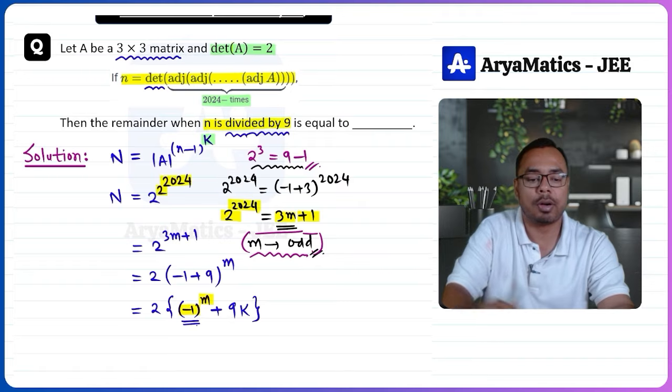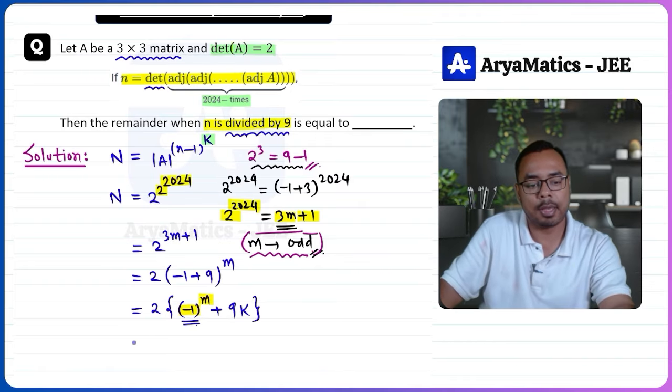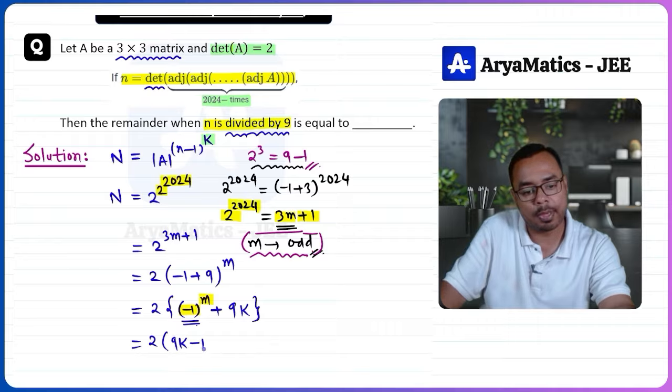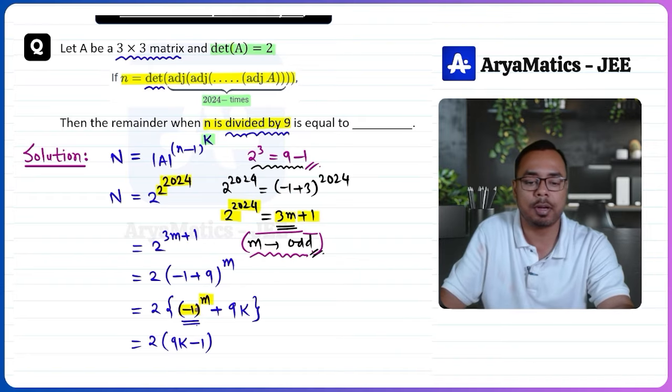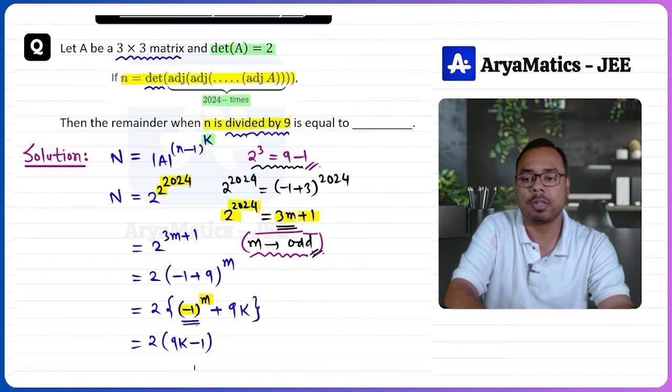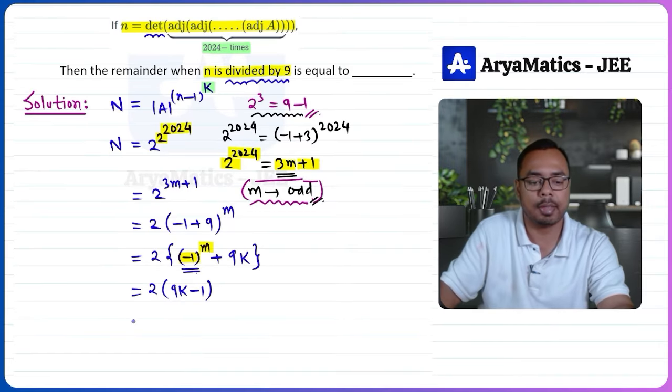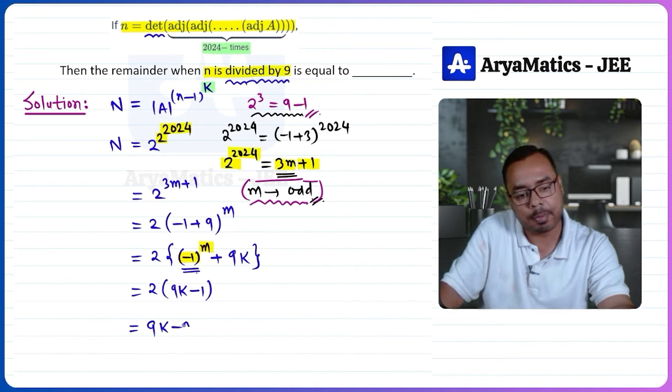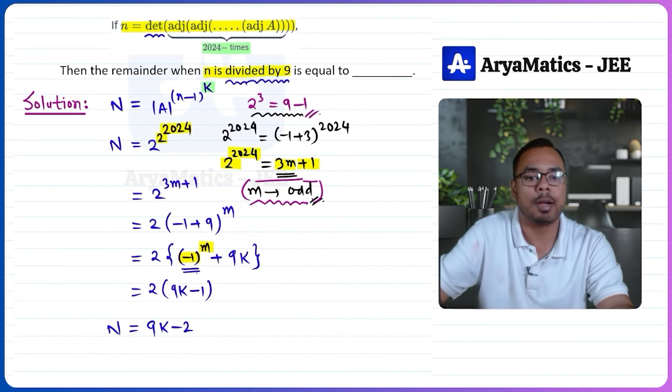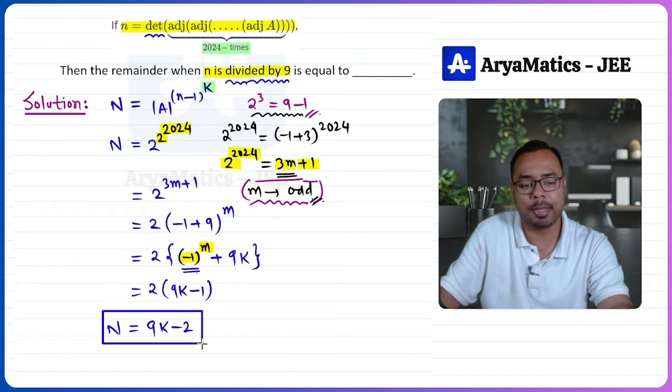So if m is an odd number, then this number n will become 2 into a multiple of 9 minus 1, right? Minus 1 raised to an odd number will be minus 1. So therefore this number n will be 2 into a multiple of 9, which is still a multiple of 9, minus 2. Right, so the required number n will be of the form multiple of 9 minus 2.